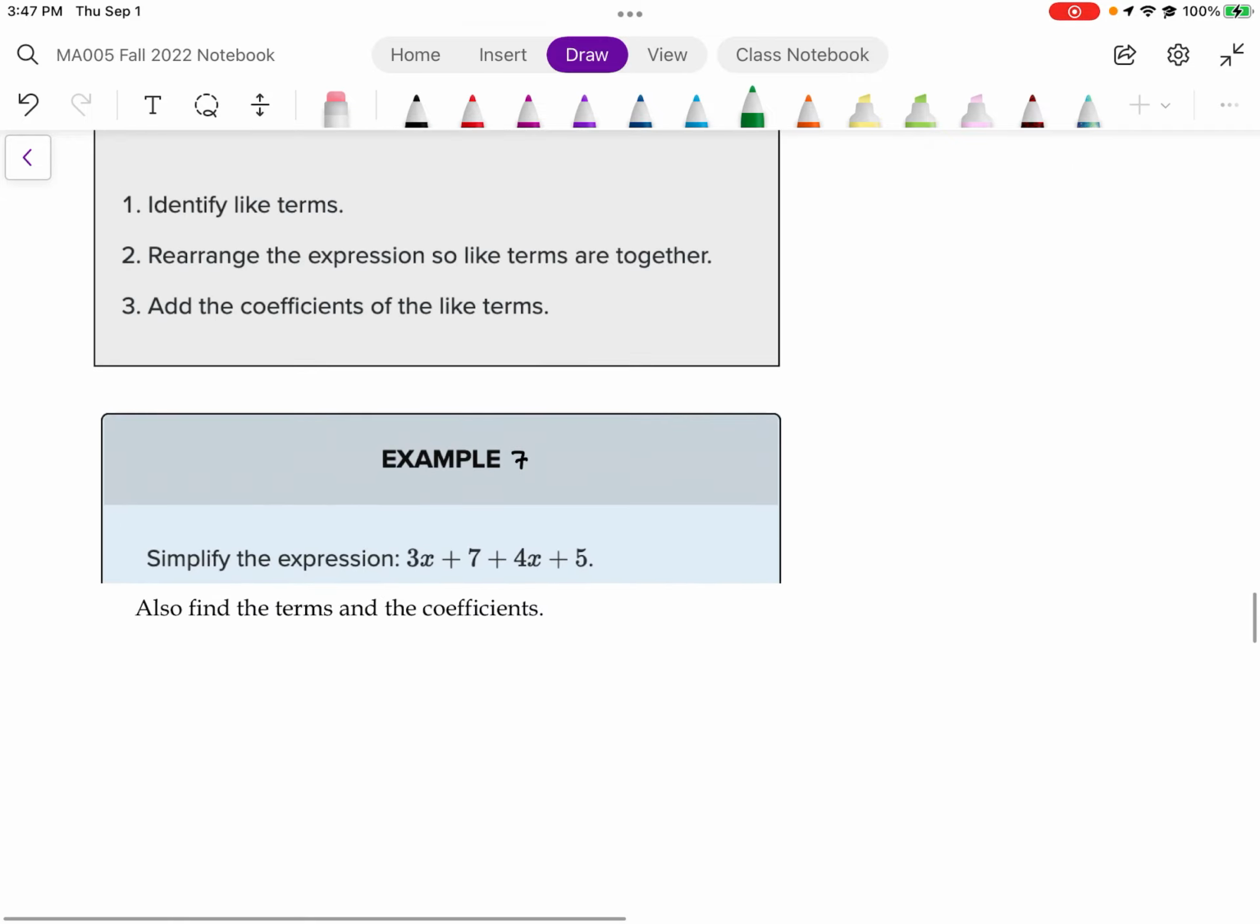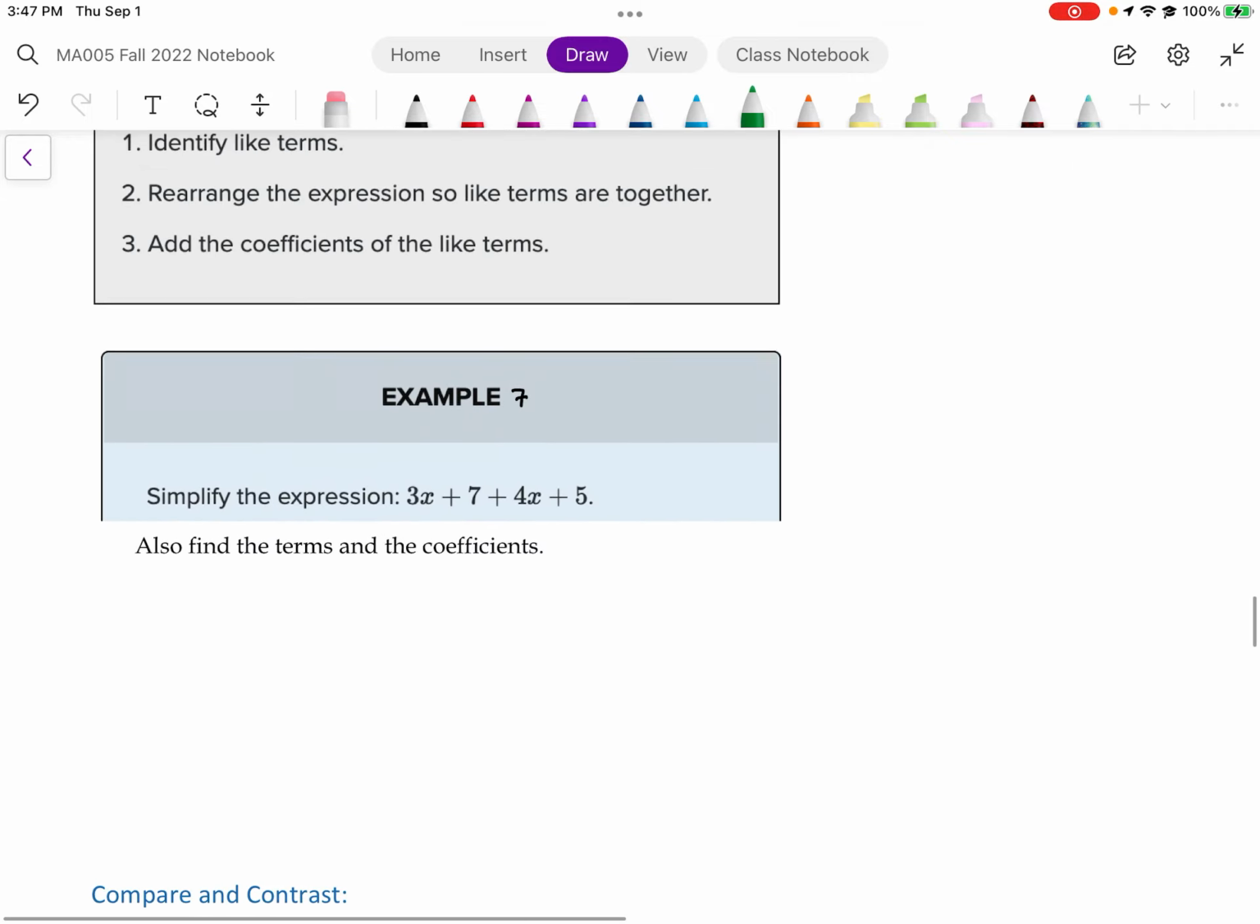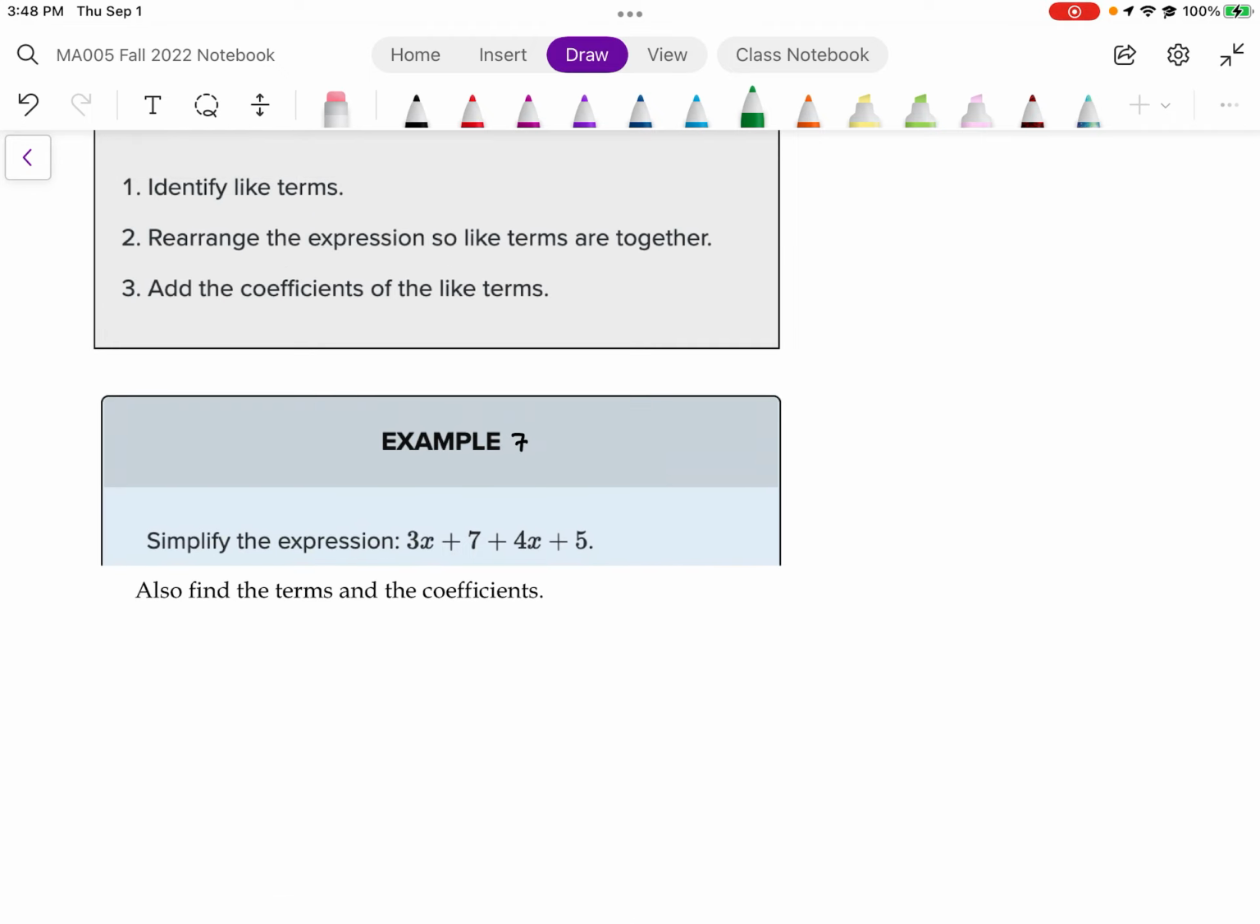All right, so simplify this expression and also find the terms and the coefficients. So first let's find the terms. So here is a term, 3x, here's a term, here's a term, and here's a term. All right, so those are the terms. The coefficients, just so you know what everything is, the 3 is a coefficient, the 7 is a constant, so it's not a coefficient. The 4 is a coefficient. The 5 is a constant, so it's not a coefficient. Okay.